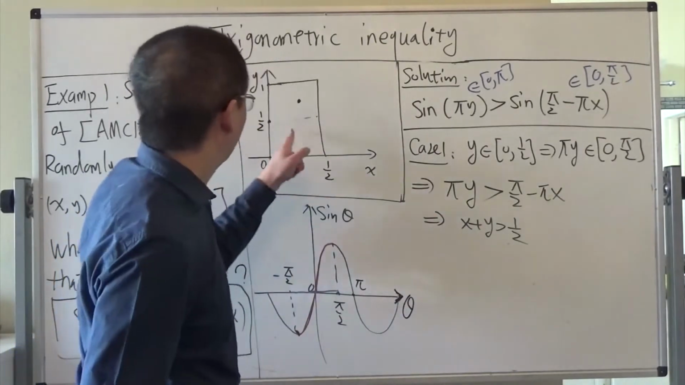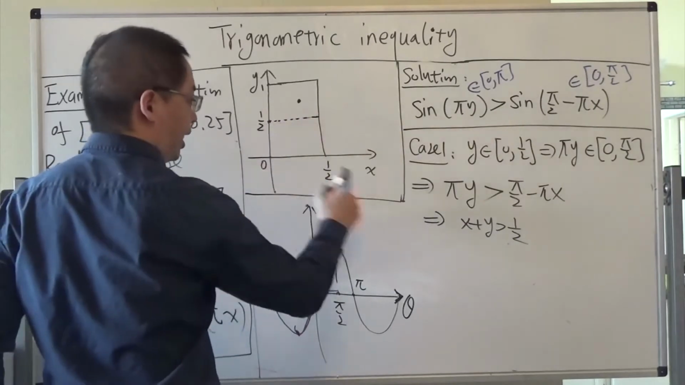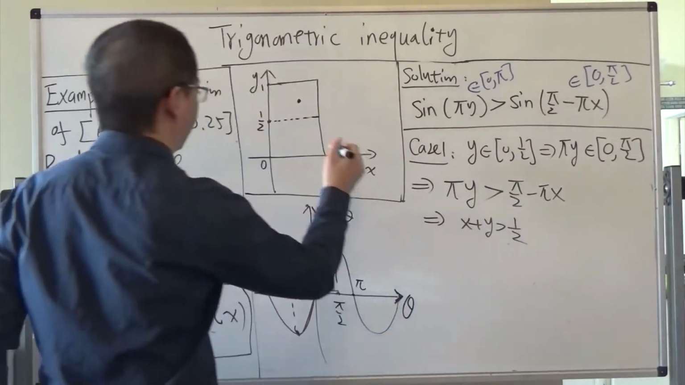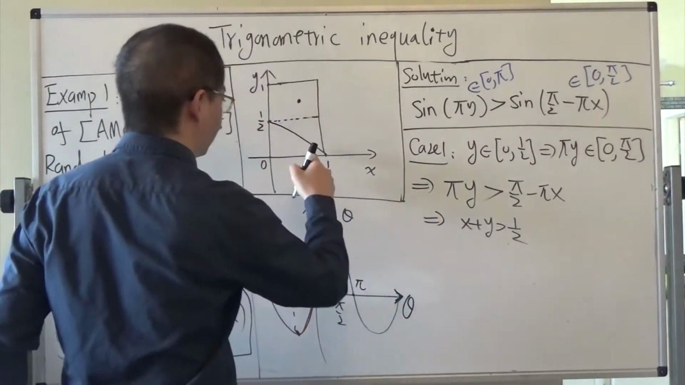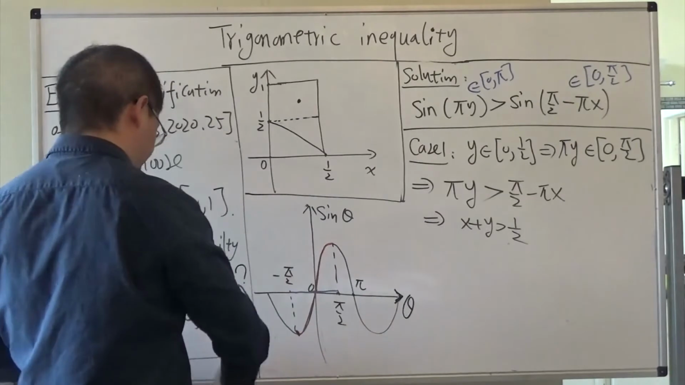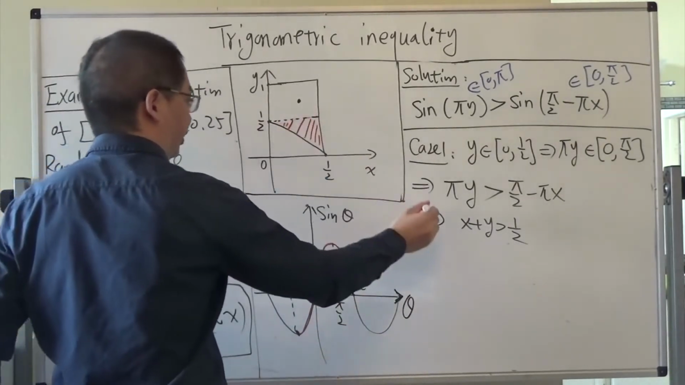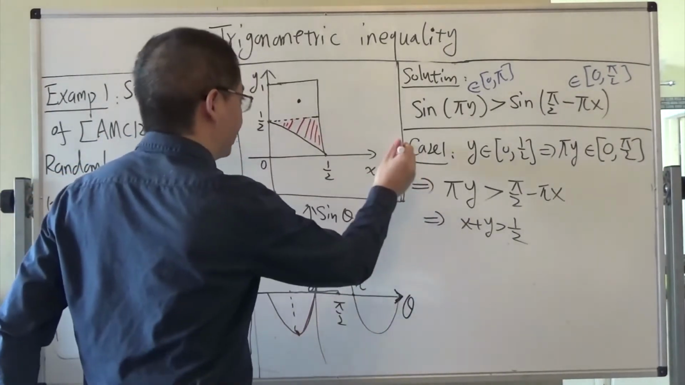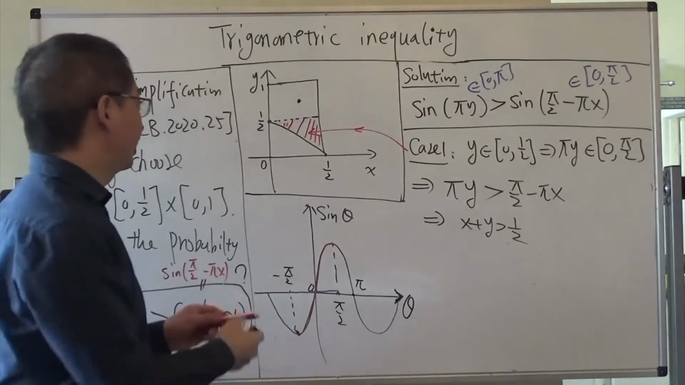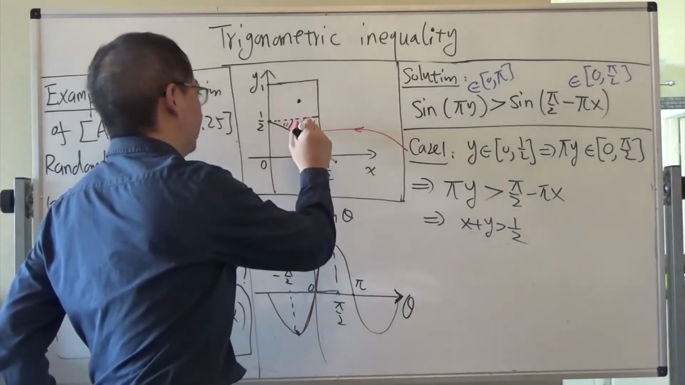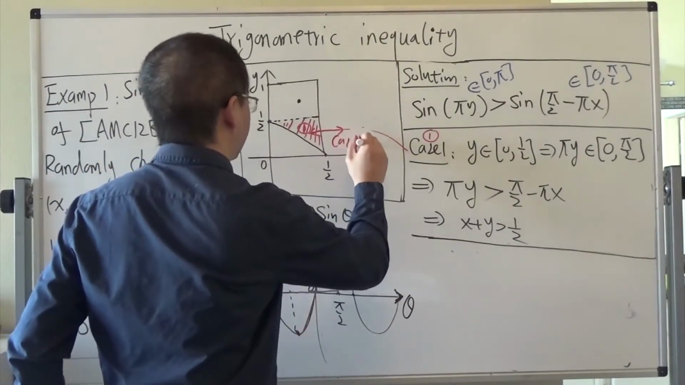Let's draw this region within the rectangle. Now y is between 0 and 1/2 is here, and x plus y is bigger than 1/2. This is the line x plus y equals 1/2, so bigger than 1/2 is right here. So this is the region within this triangular domain. That is from case 1.